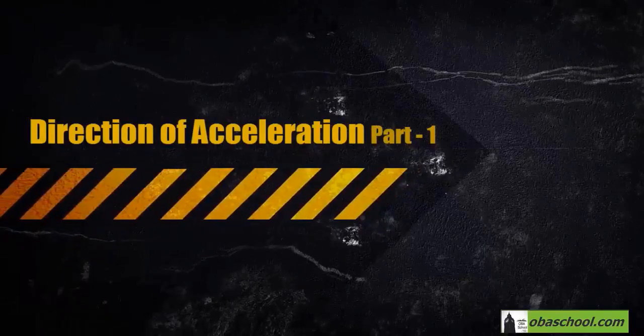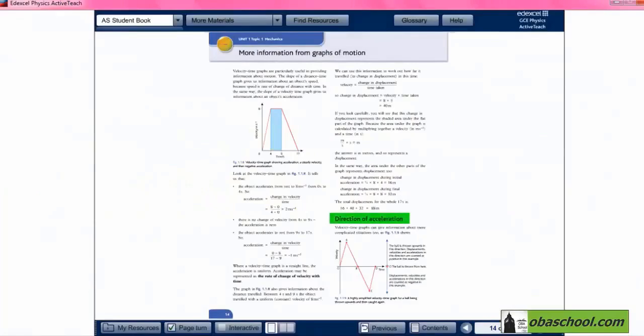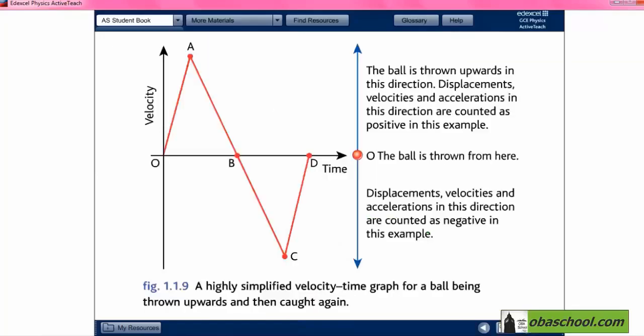Direction of acceleration, part 1. In this tutorial, we'll see how to determine the direction of acceleration, whether it's positive or negative, using the example in figure 1.1.9. In this example, a person throws a ball, then catches it.